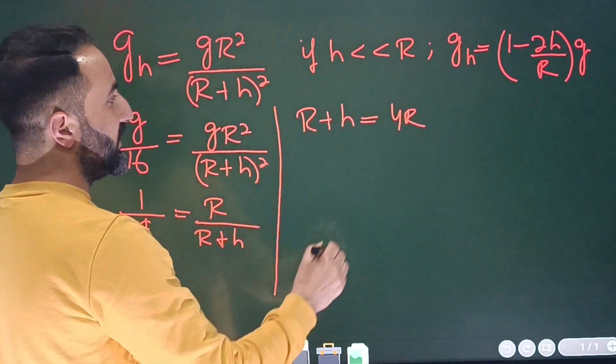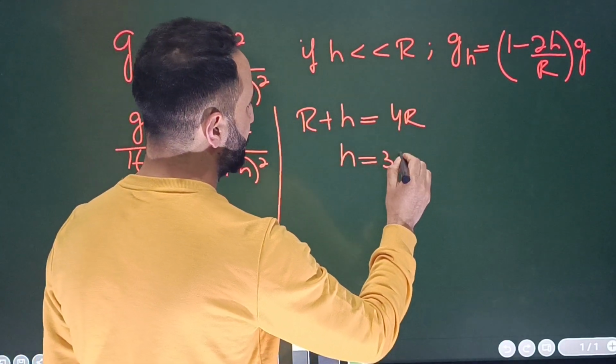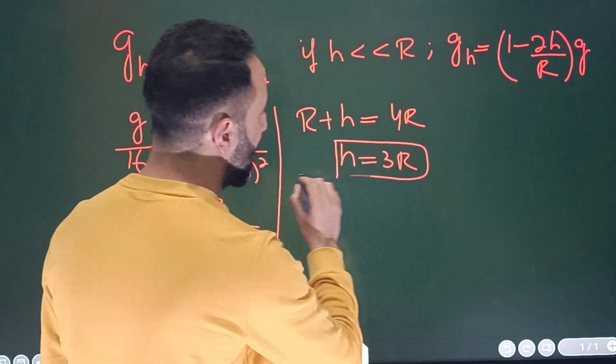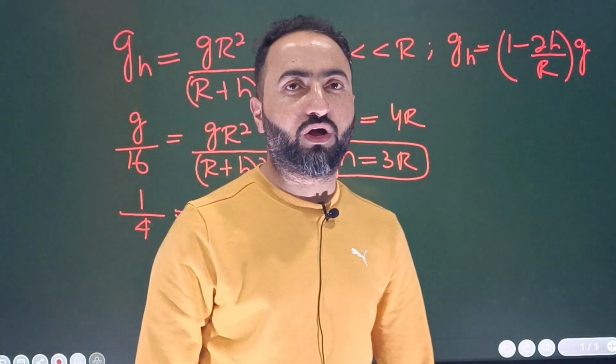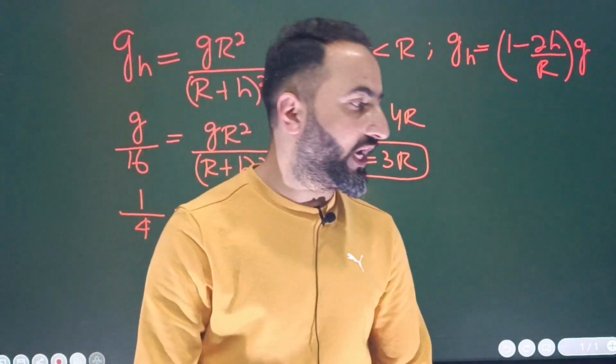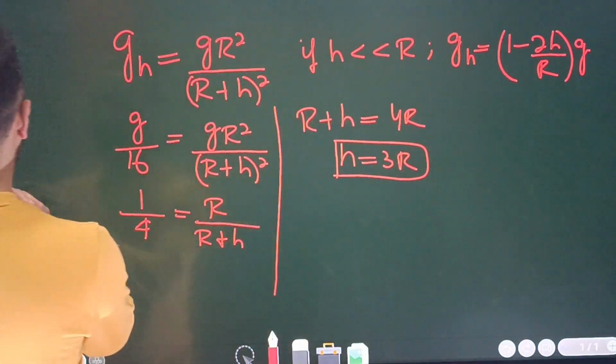Then 4r minus this r is equal to 3r. So the answer is simply h is equal to 3r. So at a height of 3r, the acceleration due to gravity will become 1/16 times the acceleration due to gravity on the surface of Earth. ठीक है ना बेटा? So that was our question.